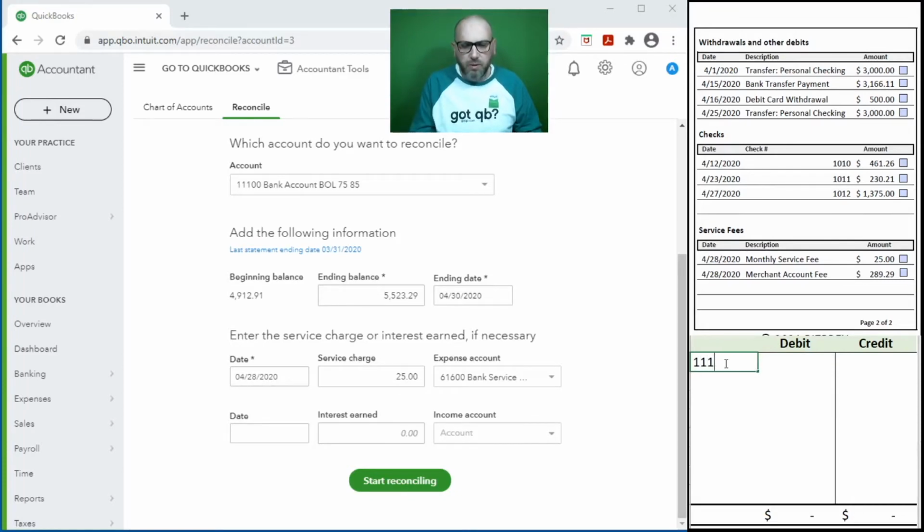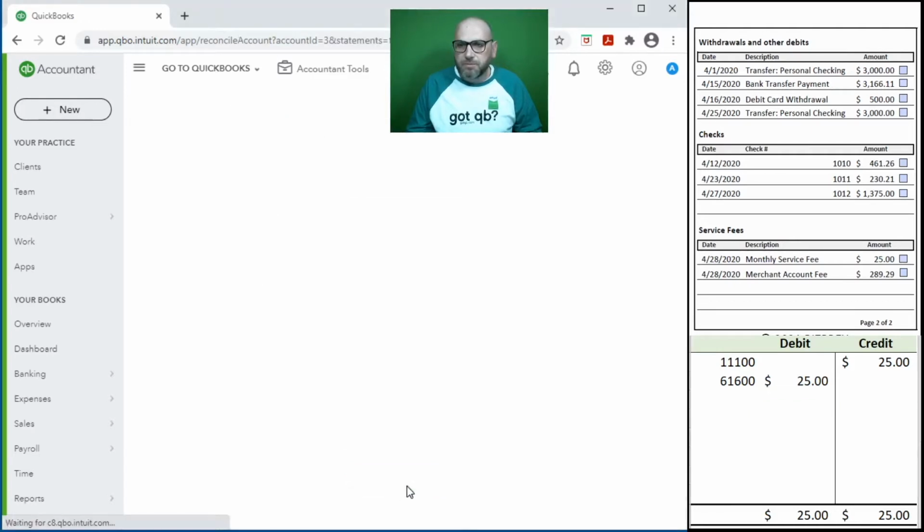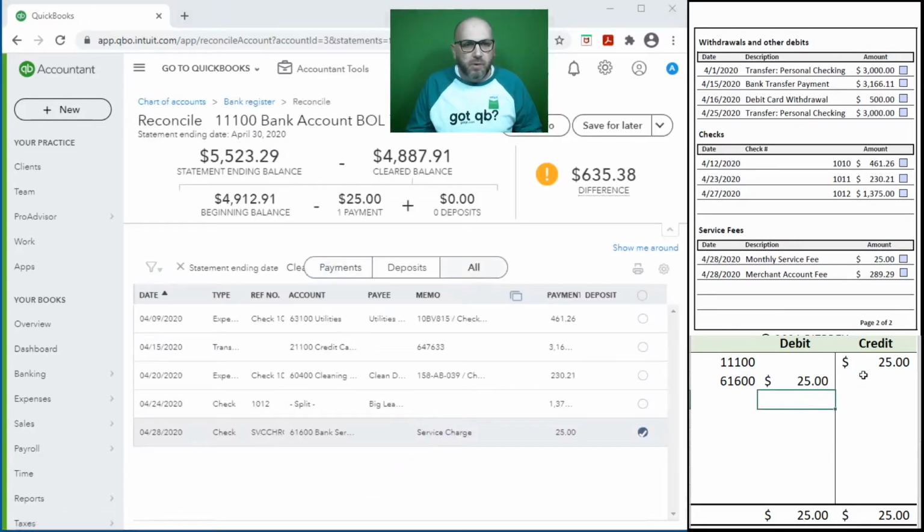Well, we know that $25 for monthly service fee will be taken out of our account, so the balance will be reduced. It's an asset, and assets are reduced when credited. What else is happening? Our expenses, bank account services, is going up. Expenses go up when debited. Debits and credits are in balance, even though it's entered once. It is both a debit to account 61,600 and a credit to account 11,100. So here it is, $25 checked out. All right, what else do we have?